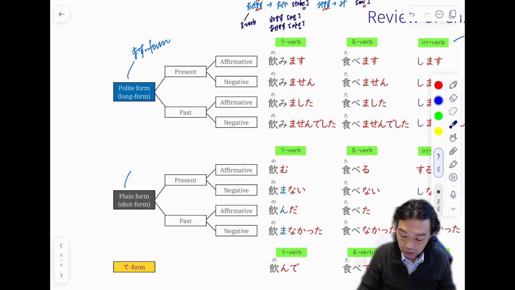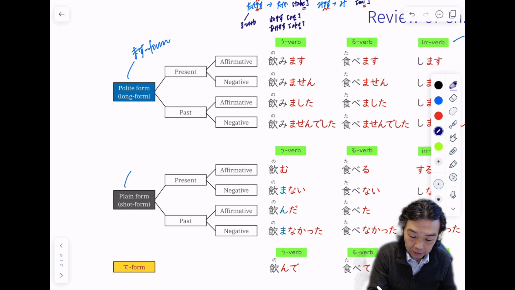It might be easier to think with the English translation. So polite present affirmative is, for example, in English, to drink. It's a present affirmative. Polite present negative is don't drink. Past affirmative is drank. And past negative is didn't drink.